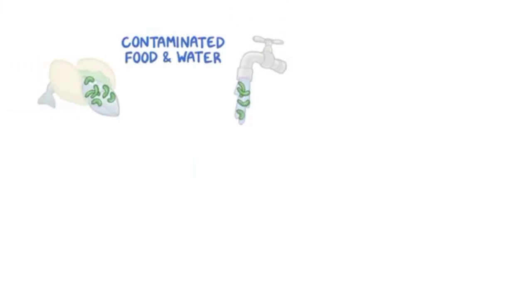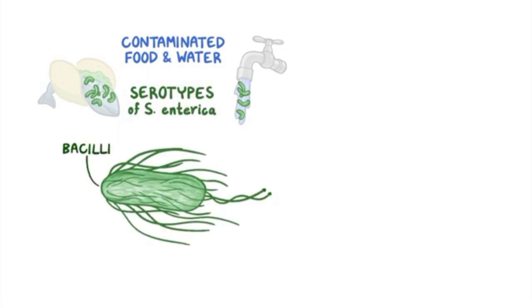Salmonellosis is usually transmitted through contaminated food or water and is typically caused by serotypes of the Salmonella enterica species. All Salmonella bacteria are bacilli, which means rod-shaped bacteria. Salmonella has flagella all over its surface, allowing it to move. The bacteria use a needle-like structure to inject host cells with bacterial proteins during infection.